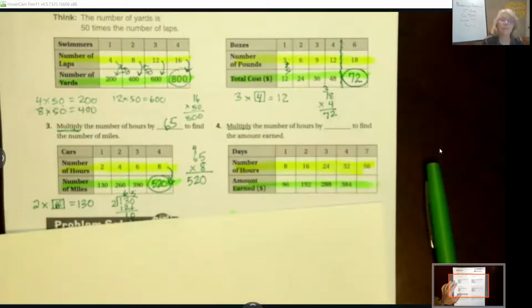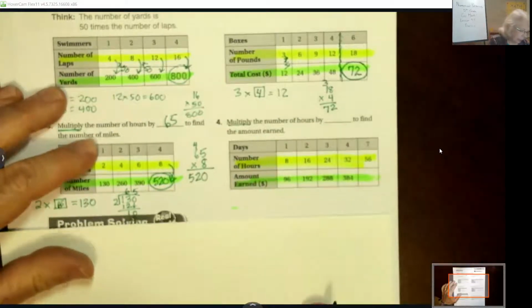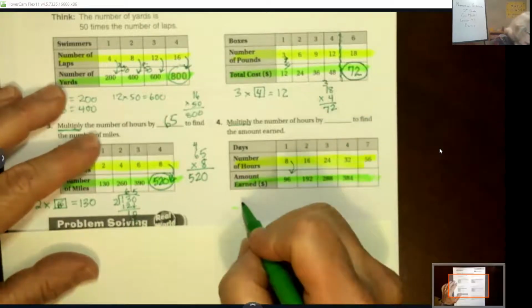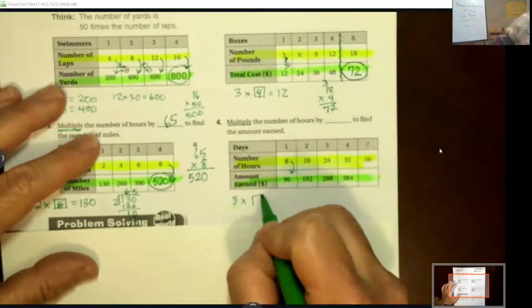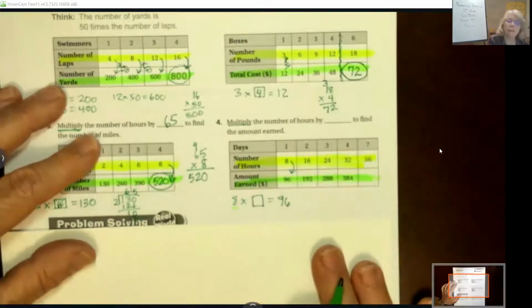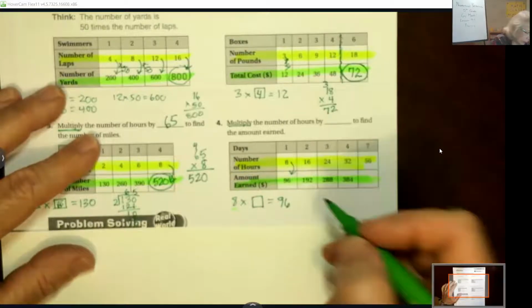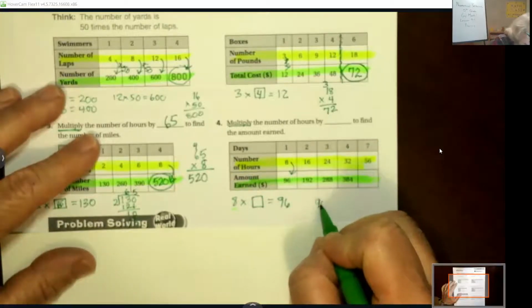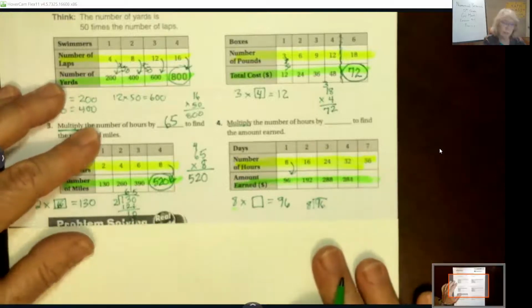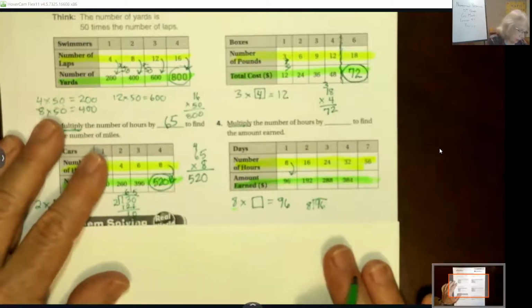Okay, so we have to figure out 8 times what equals 96? 8 times some unknown number equals 96. Well, again, since division is the opposite of multiplication, I'm going to divide 96 by 8. You could use area model or partial products if you wanted to.